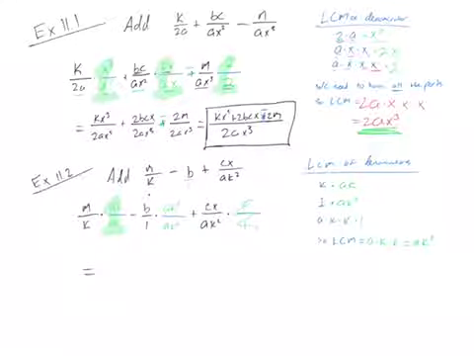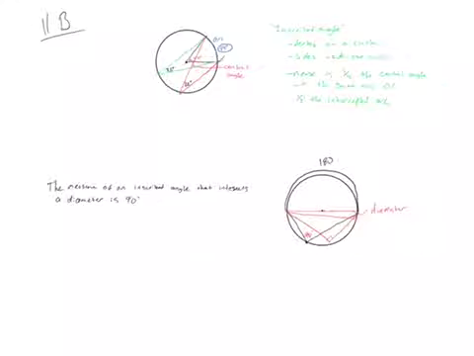So this is going to come out to be km over ak squared minus abk squared over ak squared plus cx over ak squared. Now that all my denominators are the same, I can add those together. So this is going to be, alright, now let's talk about inscribed angles.